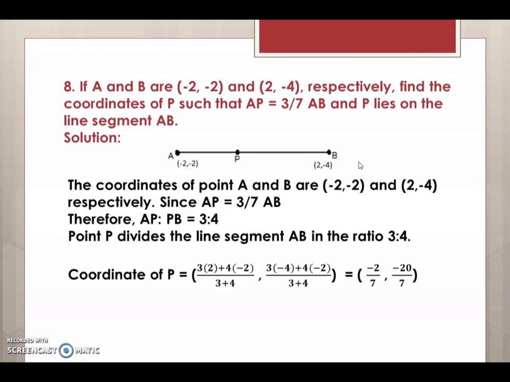And after you find the ratio 3:4, then it is a direct application of your section formula. The coordinates of the endpoints are given and the ratio is given, and you will find the coordinates of P. So by using the section formula, you will get -2/7 and -20/7.